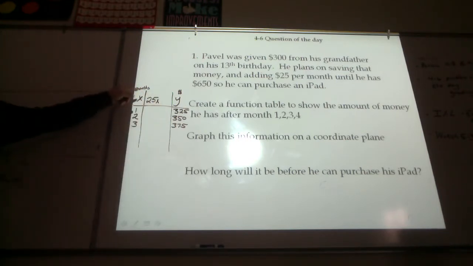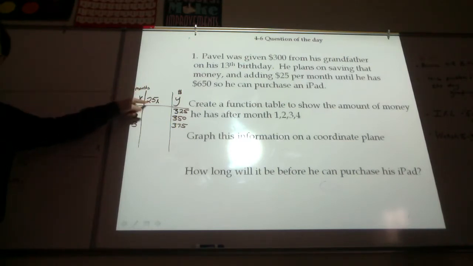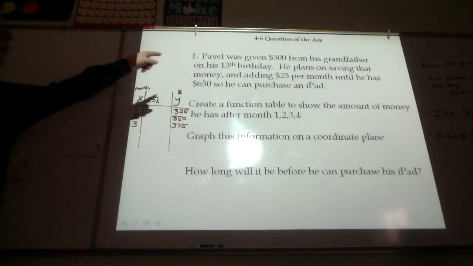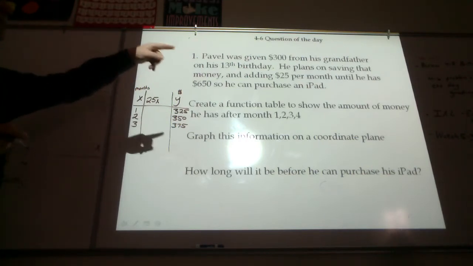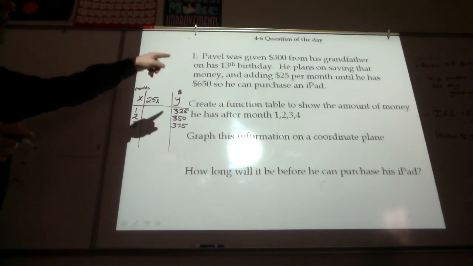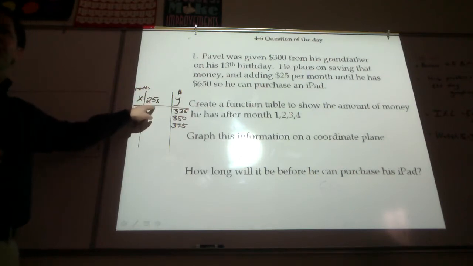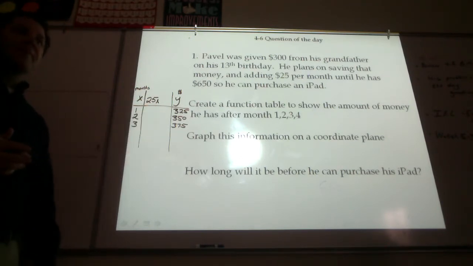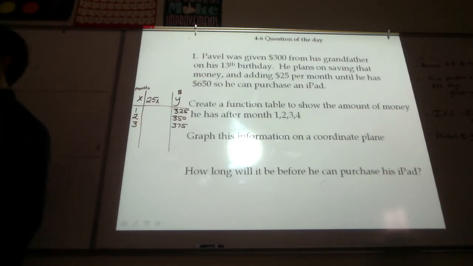per month. Let's see if that's actually in our problem. See if we see $25 per month in our problem. Pavel was given $300 from his grandfather on his 13th birthday. He plans on saving that money and adding $25 per month. There's $25 per month. Everybody agree? Okay. We talked a little bit about, what do we call $25 per month?